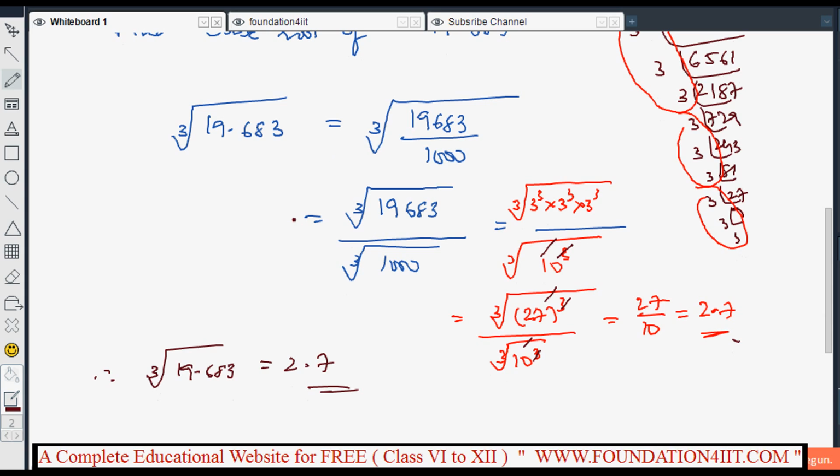So this is the way we can do cube root of fractions as well as decimals, and with the previous topics, by using all this prime factorization method.